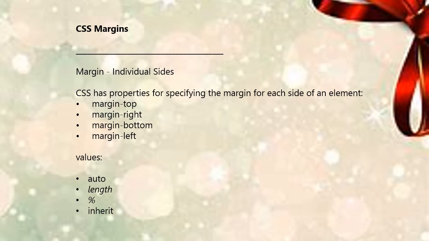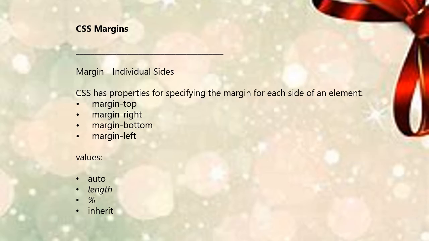Consider CSS margins. The CSS margin properties are used to create space around elements, outside of any defined borders. With CSS, you have full control over the margins. There are properties for setting the margin for each side of an element, for example top, right, bottom and left. CSS has properties for specifying the margin for each side of an element: margin top, margin right, margin bottom and margin left.